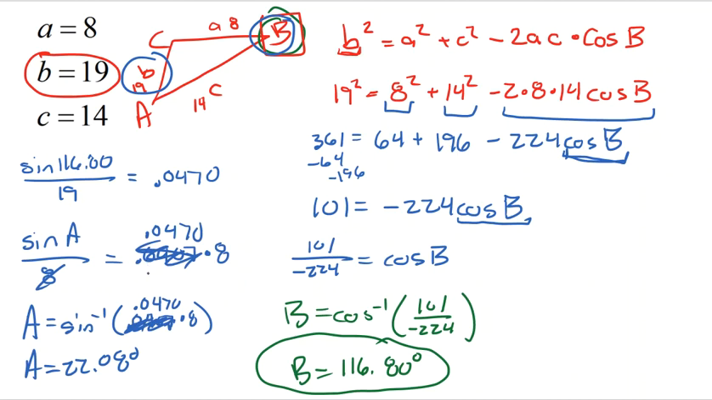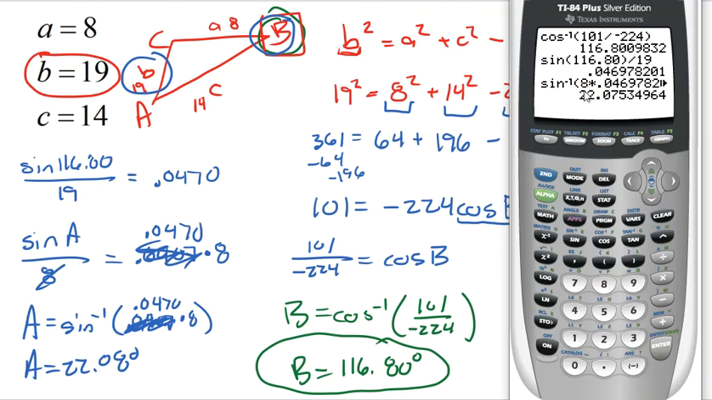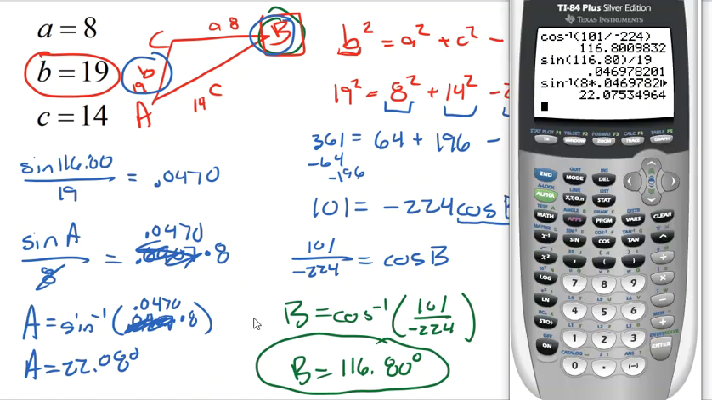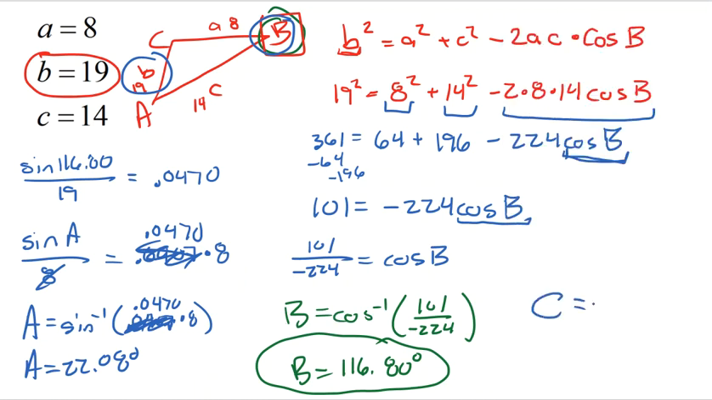But it does bring up a good point: even if you write it wrong on your paper, if you go to your calculator and copy paste using all the decimals, then you're still going to get the right answer. And at this point, once you know two angles, it's pretty easy to find the third. Take 180 total degrees in a triangle, subtract away angle B, 116.80, subtract away angle A, 22.08, and we get the remaining angle C, 41.12 degrees. So I don't even have to show any work for that, 41.12 degrees, angle C.